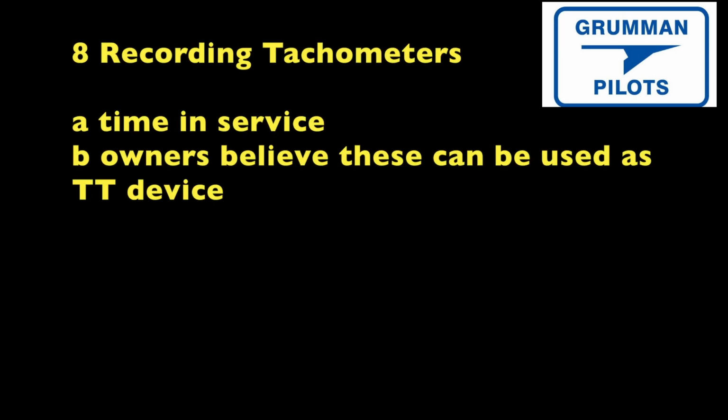Now, Section 8 is where it gets interesting with recording your tachometer time. They want you to keep a total time of service on all the appropriate components, but you have to delineate how it's done. So if you change tachometers, you don't make the engine a lot younger by doing that. And by the way, in Part B, they even go to say that the owners believe that these can be used as a total time device, which the FAA says, no, they can't. They're just part of the total time addition.